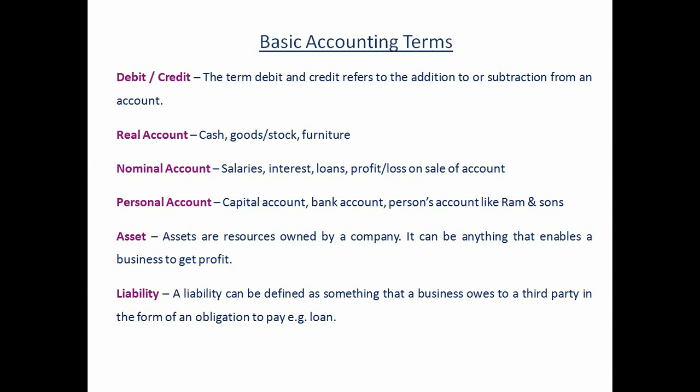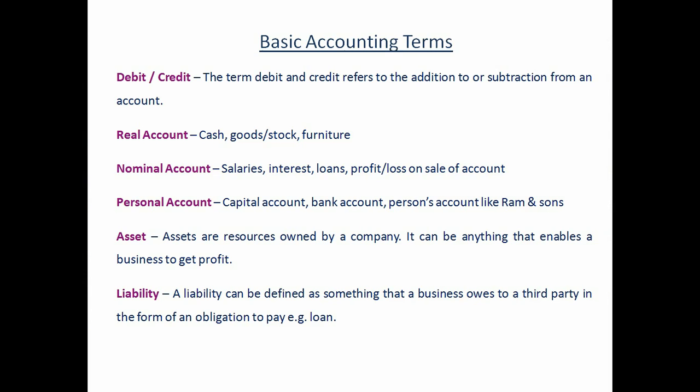Then asset. Assets are resources owned by a company. It can be anything that enables a business to get profit. That is, the things, resources owned by a company and from which you are getting some profit, those are your assets. Liability. A liability can be defined as something that a business owes to a third party in the form of an obligation to pay, for example loan. That is, whenever you have an obligation, that is the amount you need to pay to somebody, then that is called your liability.